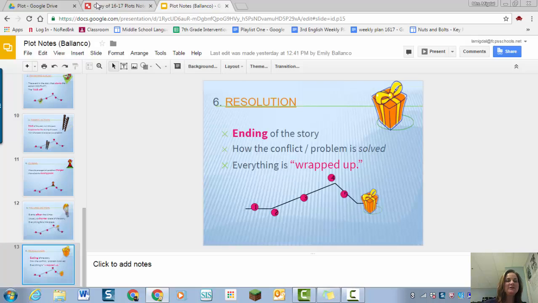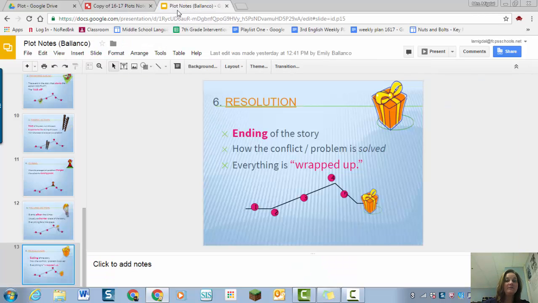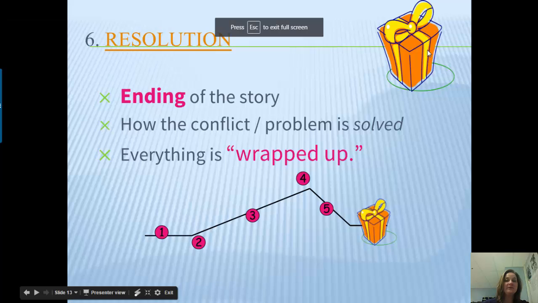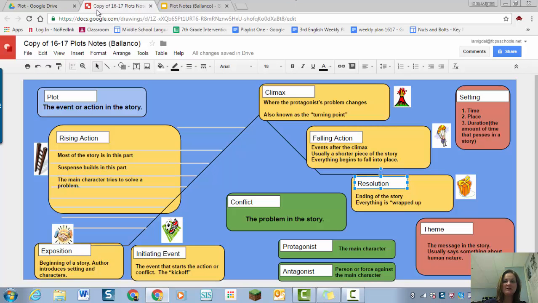Okay, so let's go back to our diagram and let's put in resolution. So again, remember, every story is just a timeline. It's told in time order. But we lift this, it's like we take our little finger and we lift up that timeline to show when the story gets more exciting and when the story calms down a little bit. And as I said, that's how most stories go. Okay, so that is the parts of the plot.